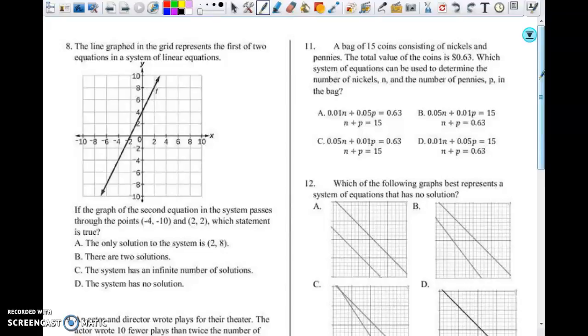Number 11: a bag of 15 coins consisting of nickels and pennies. The total value of the coins is 63 cents. Which system of equations can be used to determine the number of nickels, N, and pennies, P, in the bag?